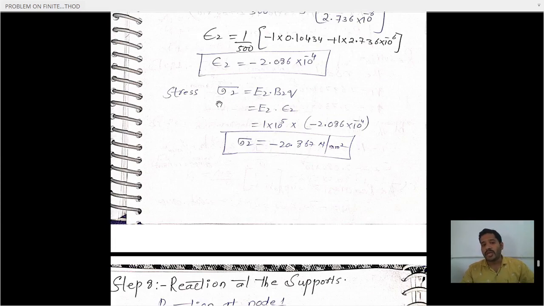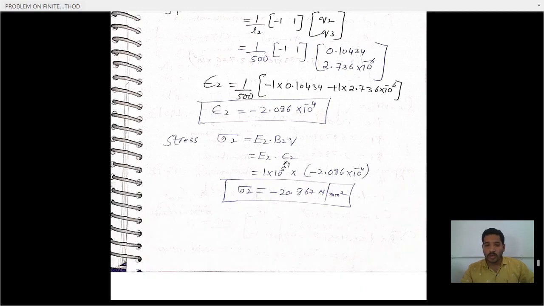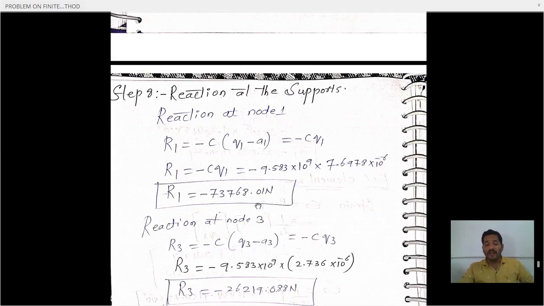We need to find out stress, which is equal to E2 into B2 into Q. So E2 as it is, B2 into Q we can say is the strain. Okay, so E2, the modulus of elasticity of the copper, is 1 into 10 power minus 5, into the E2 value, which is minus 2.086 into 10 power minus 4. If you multiply this term, then you will get the stress of the copper as minus 20.867 Newton per mm square.